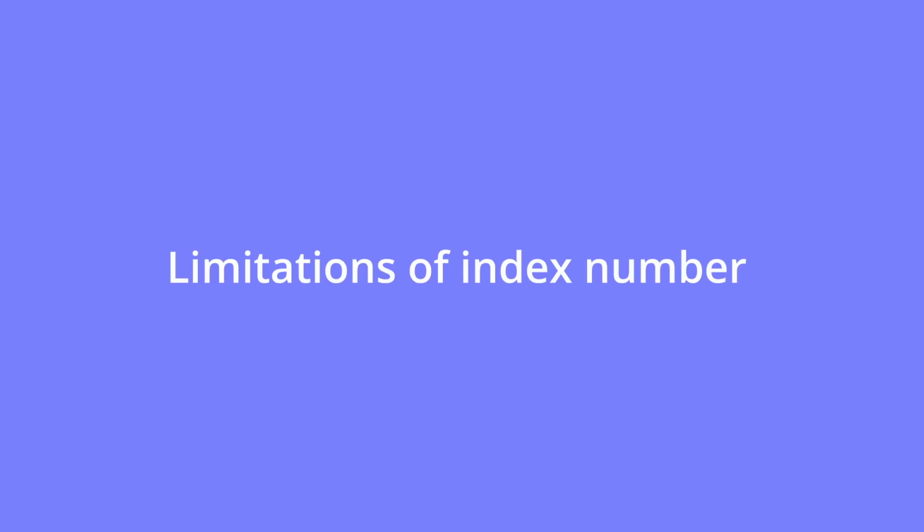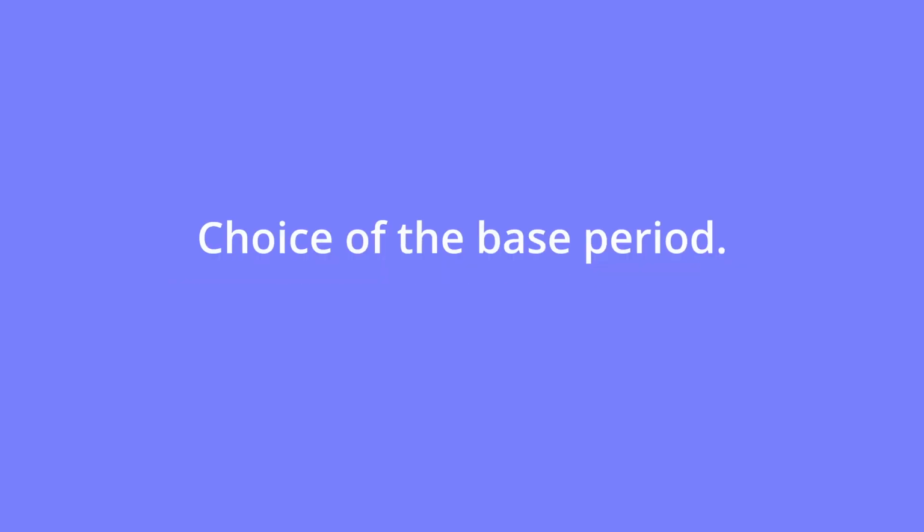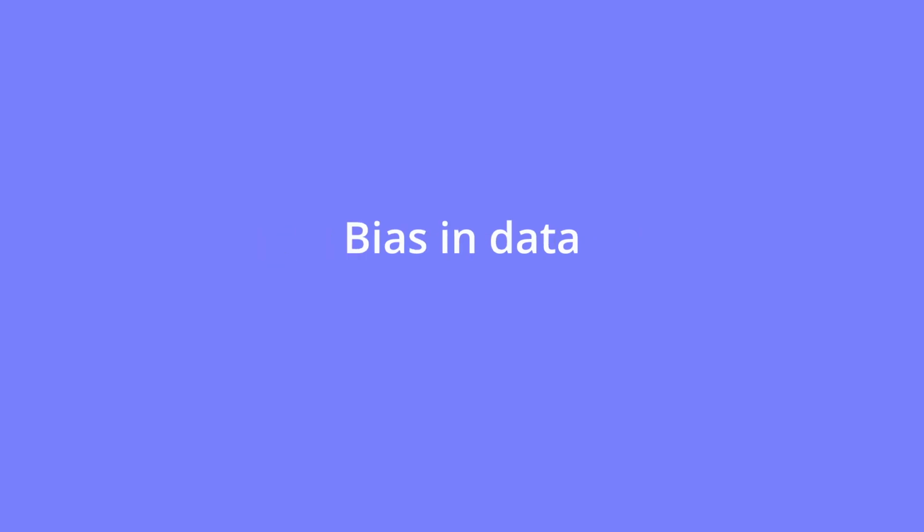The last part of index number is limitations of index number. So there are various limitations to index number. The first and foremost limitation is it is based on samples. Samples can be biased, samples can be unbiased. So depending upon your data, your index number value might change. Second, bias in data. The data from where you are picking, whether the primary source or the secondary source, can be biased, which can change your index number.